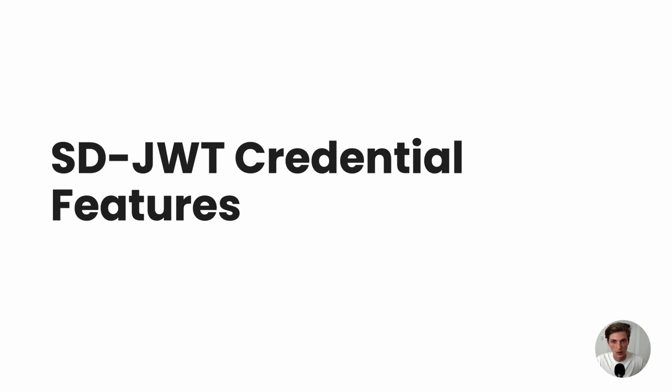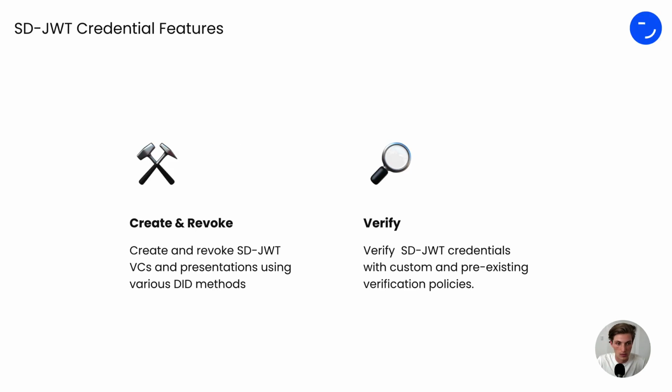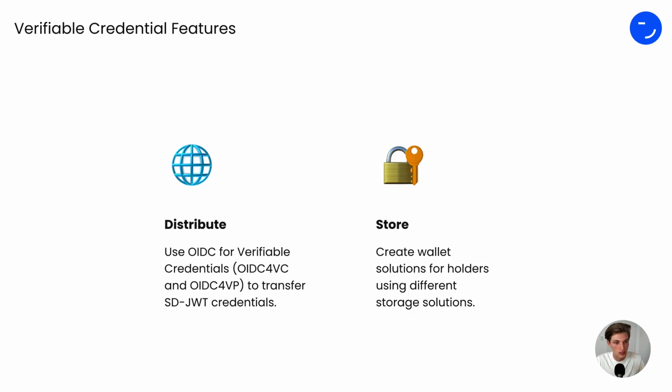So how can you use our products with them? You can use them to create and revoke SD-JWT credentials and present them with various DID methods. You can also verify SD-JWT credentials with custom and pre-existing verification policies. You can distribute them by using the OIDC for verifiable credentials standard. You can store them, so you can create wallet solutions for holders using different storage solutions.